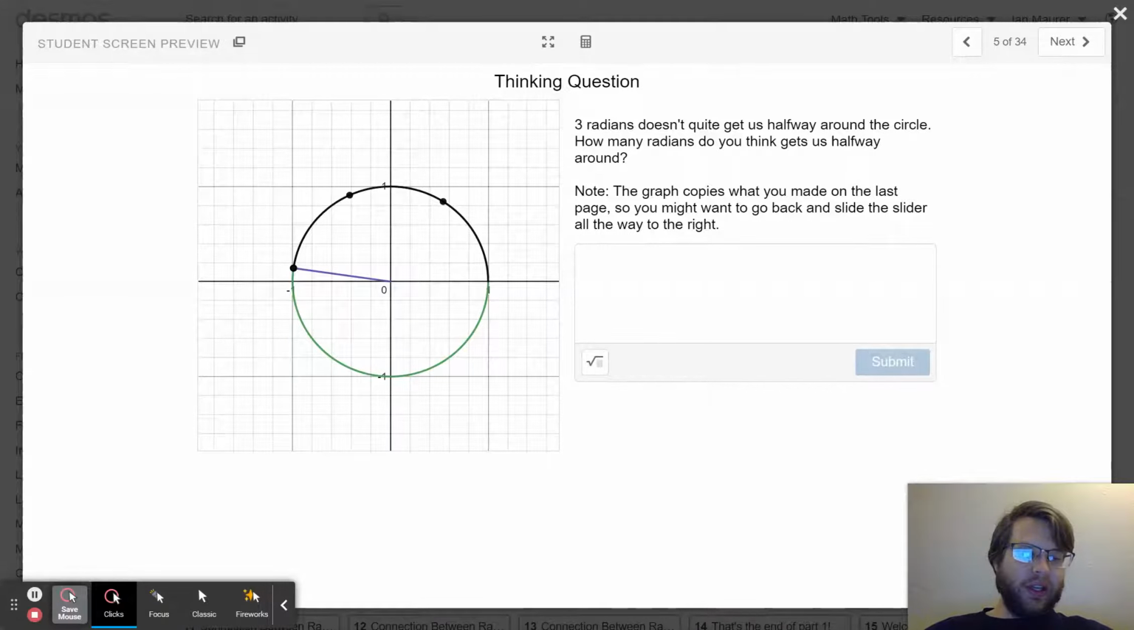Take a guess at what the exact number is to get you all the way across. It's a little bit more than 3. Think about a number. We're talking about circles here. That's a little bit bigger than 3.